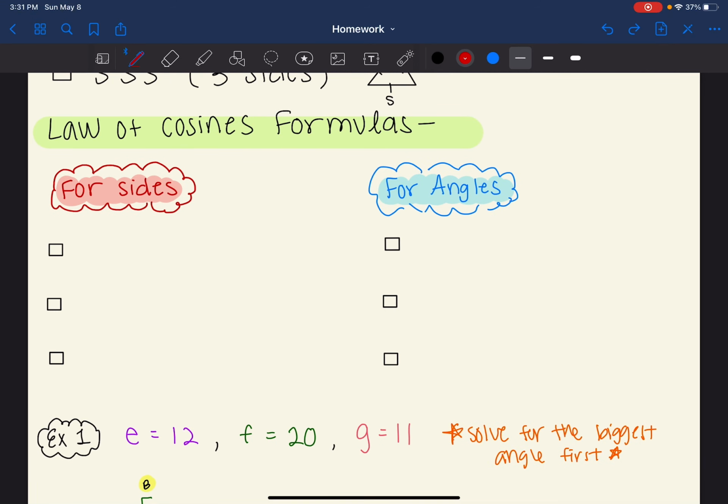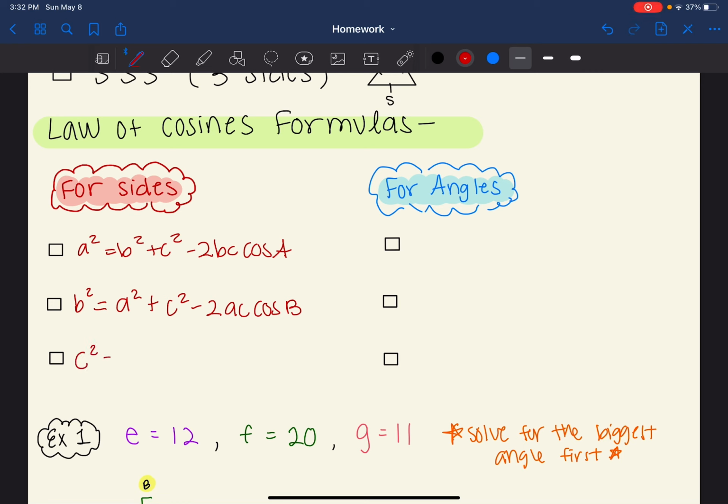So the first one is a squared equals b squared plus c squared minus 2bc times the cosine of angle A. Next one is b squared is equal to a squared plus c squared minus 2ac times the cosine of angle B. And lastly, c squared is equal to b squared plus a squared minus 2ab times the cosine of angle C.